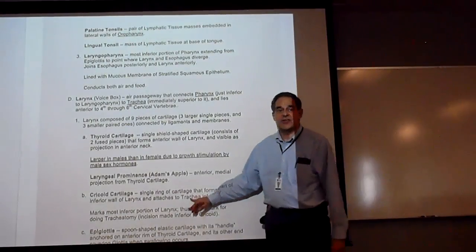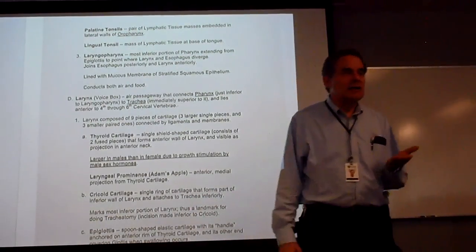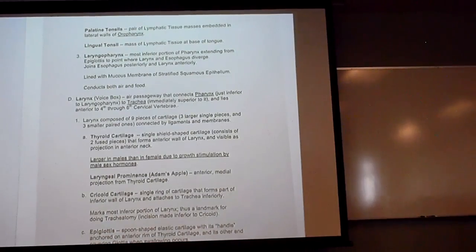Okay, the second cartilage is the cricoid cartilage. It's also a single cartilage. This marks the inferior boundary of the larynx.